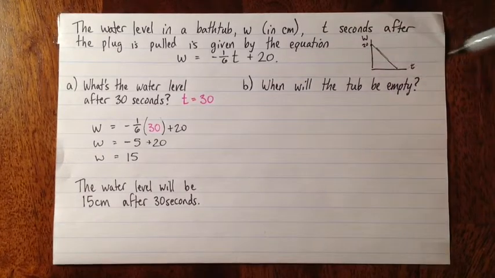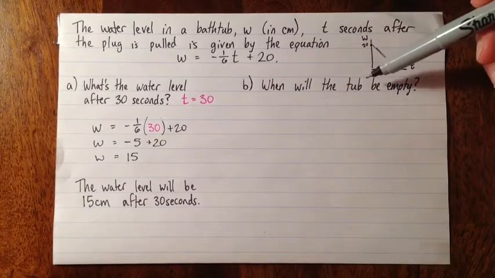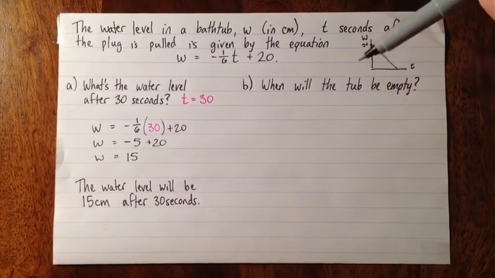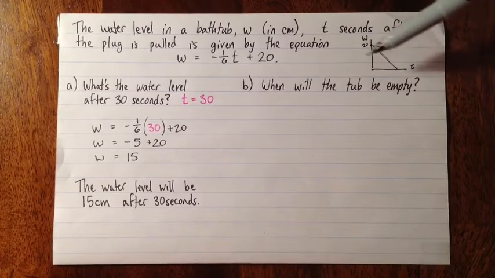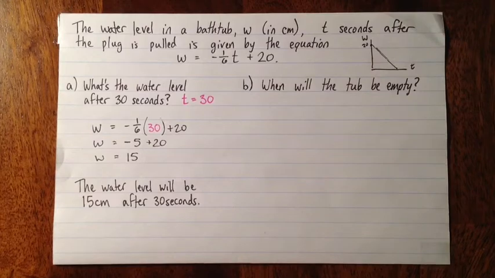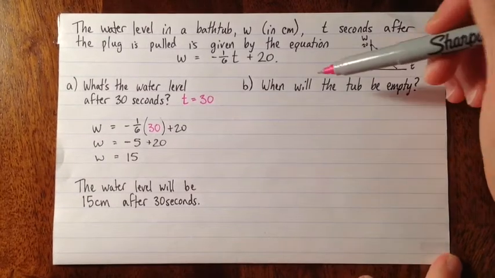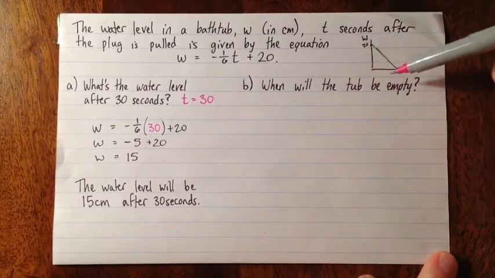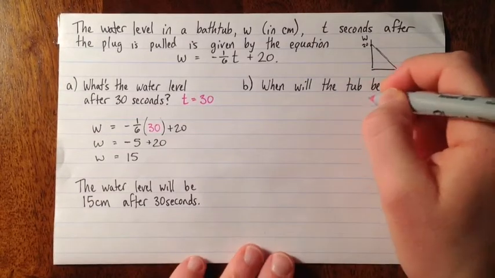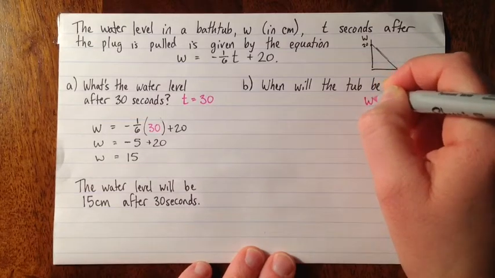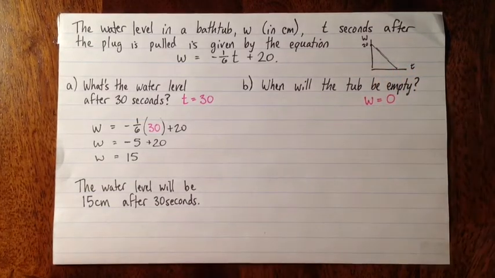Okay, so the next one. When will the tub be empty? This is almost the same thing, except the trickiest part of this question is that there's no numbers in the question. And there sort of is a number, but it's a little bit hidden away. But what this really is telling us is that another way of wording this is to say, when will the water level be 0? The tub is empty when there's no water left in it. So what this is really saying is, when will W be 0? And once you realize that, the next step is much more obvious.